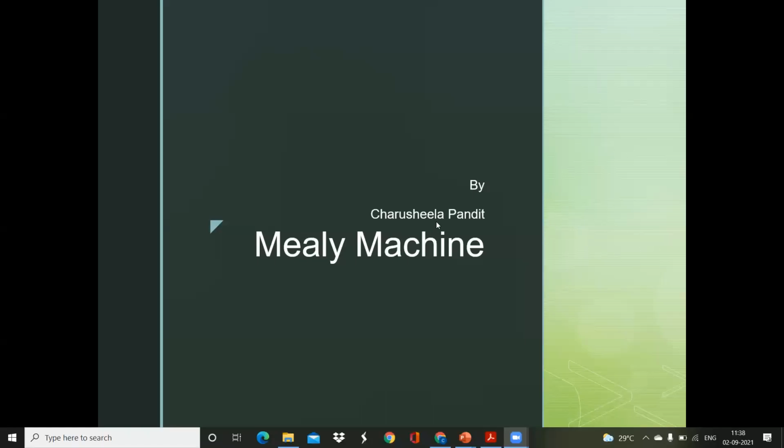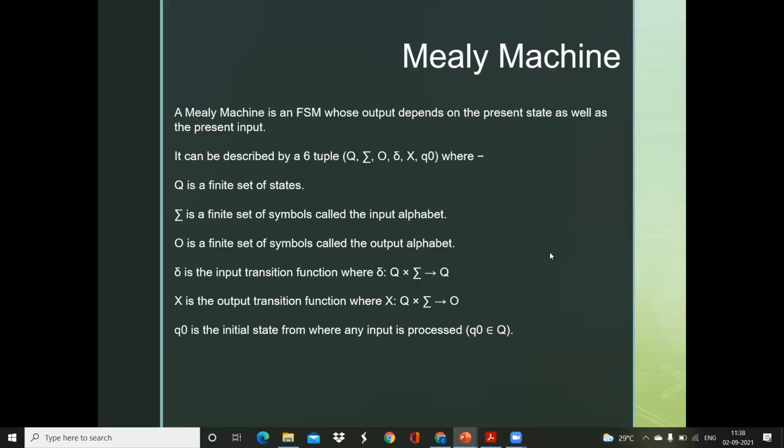We have already discussed the Mealy machine in the earlier lecture. So let's just brush up the formal definition of a Mealy machine.